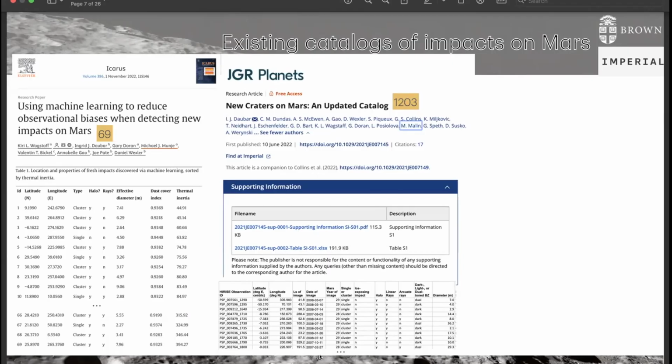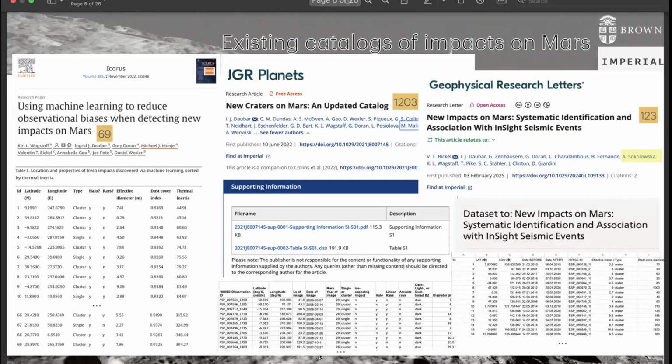Later that year, my mentor and previous boss from Brown, Ingrid Daubar, released a catalog of over 1,200 new impact craters on Mars, which contained observation IDs and identification of a lot of transient features related to different impact-process-related processes, like halos, rays, and so on. Very recently, I was involved in that work.